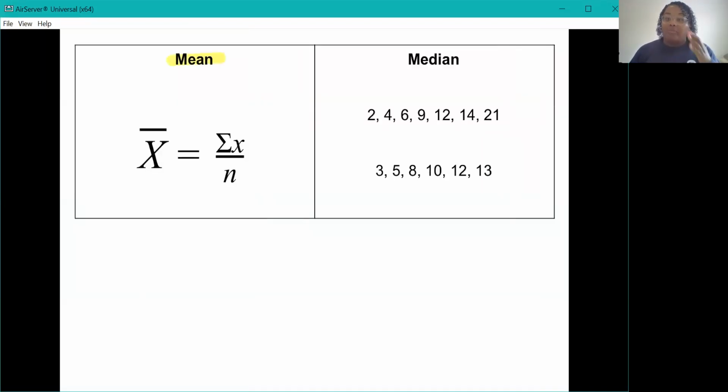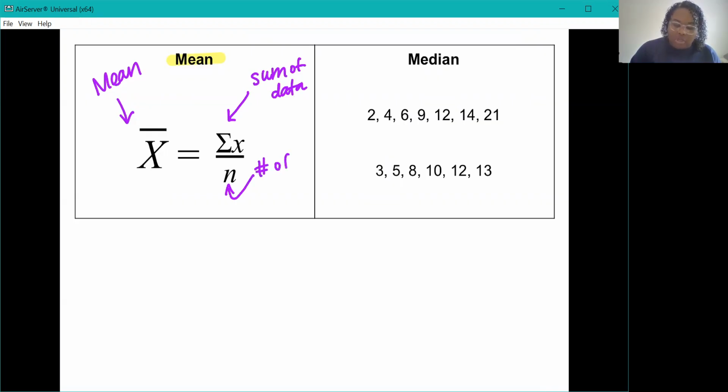Mean is the average of a set of data. So that is when we find the sum of all of the terms within our data set and divide by the number of terms included in that set. Taking a look at this formula, we have the mean, and the way that we would say that is x bar. So the mean is equal to the sum of the data divided by the number of terms in the set.